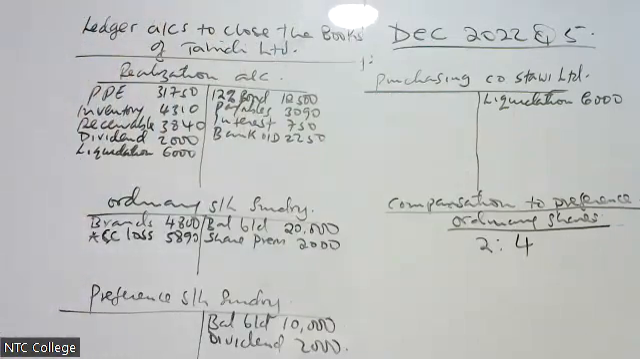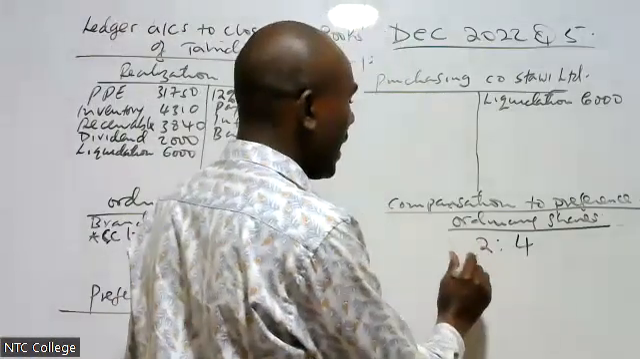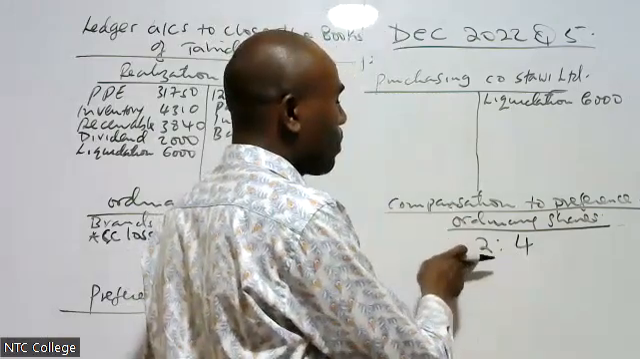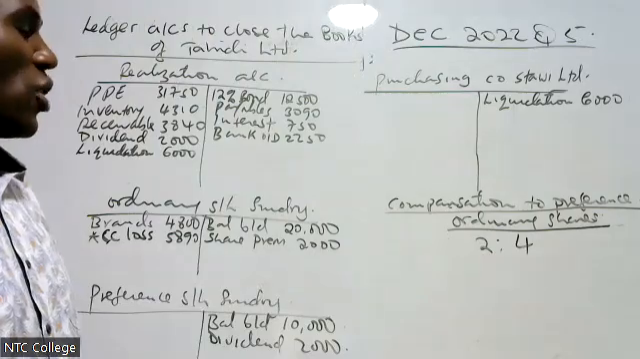Listen to what Malim is saying. Florence, you say you always listen to Malim. Therefore, I want you to listen to this one. Examiner is saying, for every 2 preference shares, you will get 4 ordinary shares.